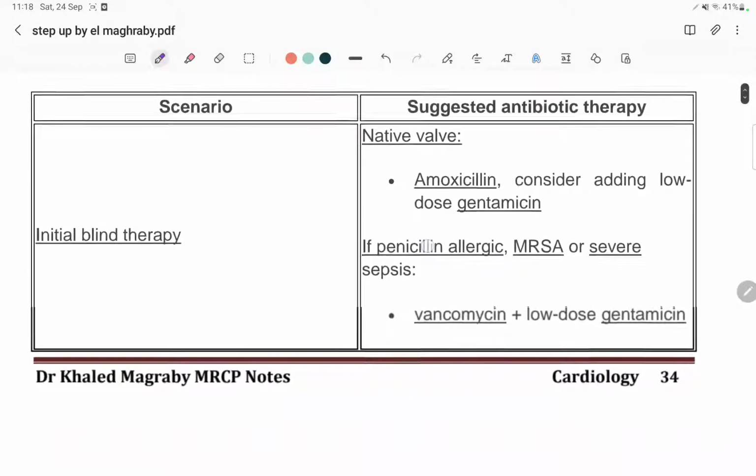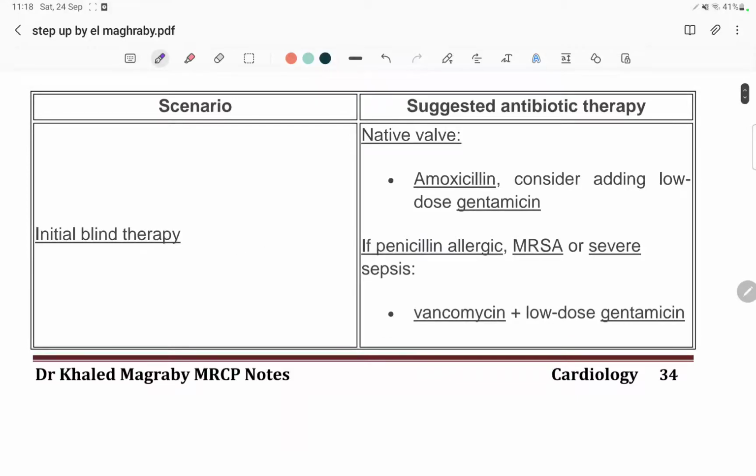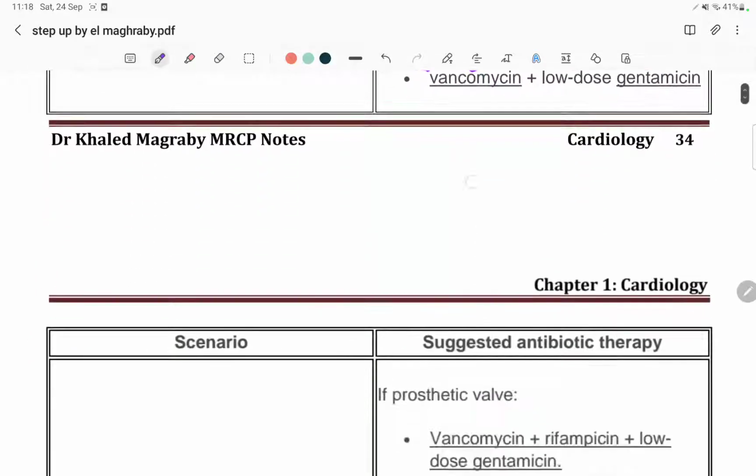Current antibiotic therapy is initial blind therapy. Give amoxicillin. Consider adding low dose gentamicin. Amoxicillin and gentamicin. If penicillin allergic or MRSA or severe sepsis, give vancomycin and low dose gentamicin. If it is penicillin allergic, because amoxicillin is a penicillin, in place of amoxicillin they are giving vancomycin.